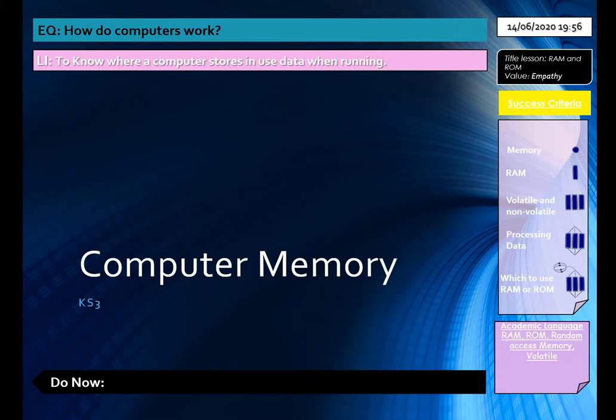First of all, let's look at language this week. So RAM, random access memory, ROM, read-only memory, and volatile. These are the key words for this week. We're going to look at where processing of data is stored.